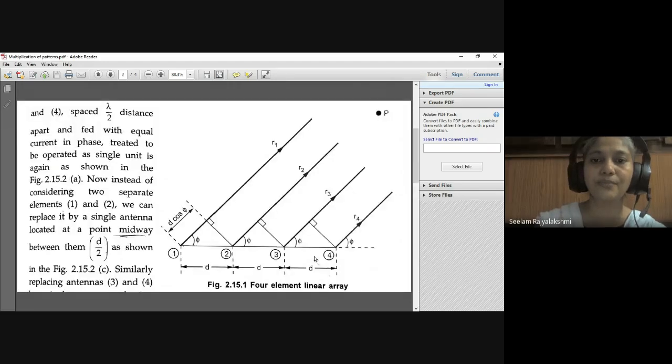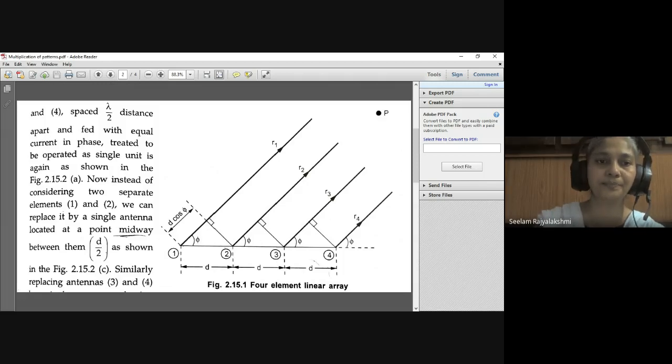This is a four element linear array, with all elements spaced lambda by 2 apart and fed with equal current in phase, treated as operating as a single unit. First we consider the first and second elements as a single unit, and 3 and 4 as a single unit. Again we consider 1 and 2 as one unit and 3 and 4 as another. By taking the midpoints of these units, each can be treated as a single unit. I will show this in the figure.